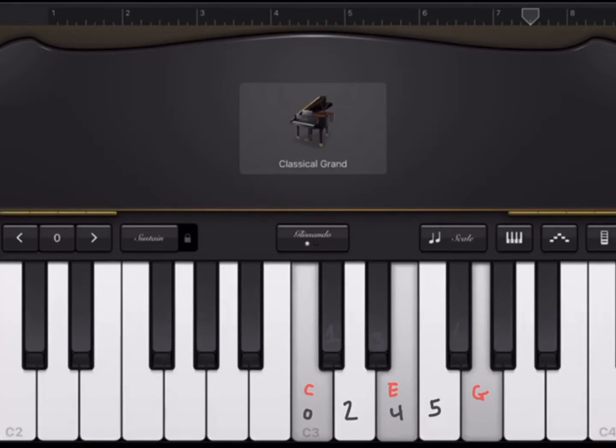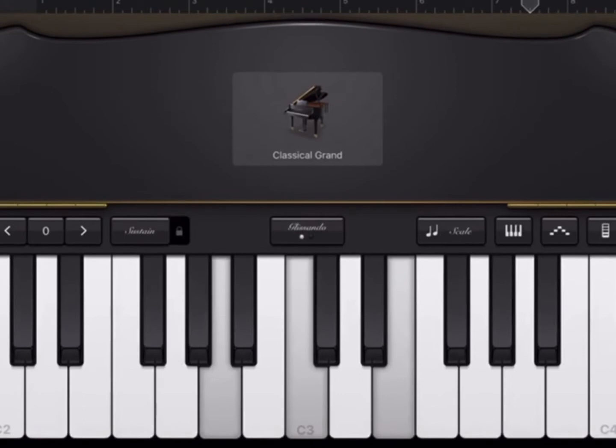Now let's go to our 6th semitone and 7th semitone here. Now let's look at the minor triad.